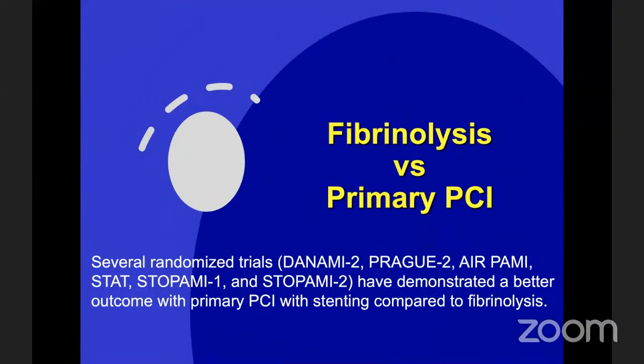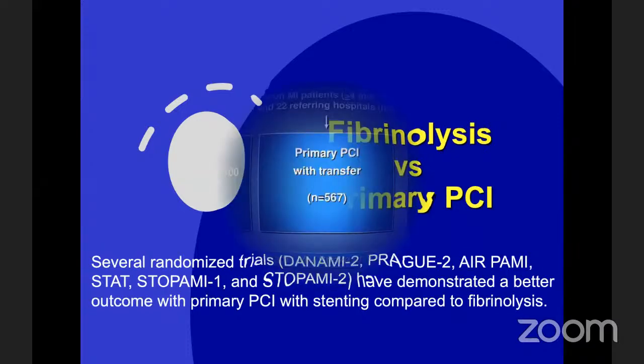Because of this, the time for revascularization is very critical for the survival of the patient, for decreasing the mortality, for decreasing the complications along the course of the disease. If we compare two strategies for patients with myocardial infarction, fibrinolysis versus primary PCI, several randomized trials demonstrated better outcome with primary PCI with stenting compared to fibrinolysis.